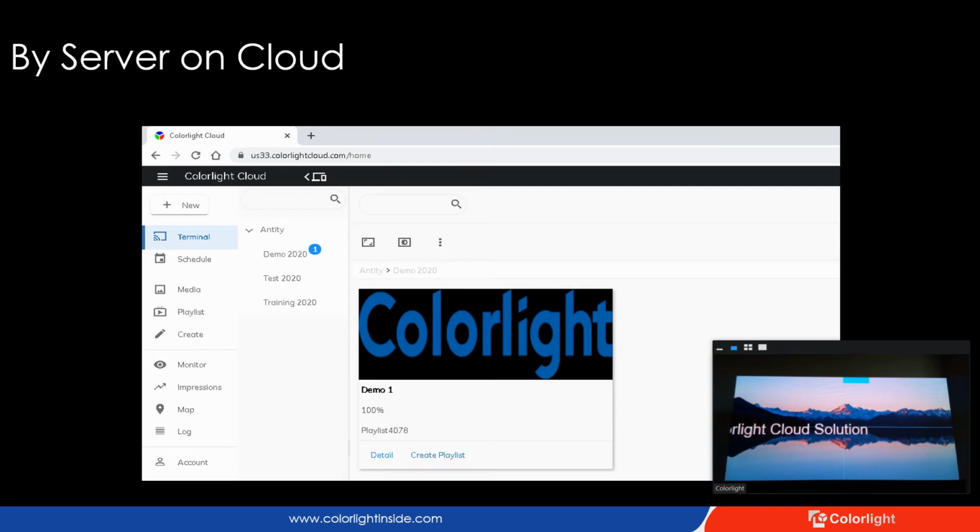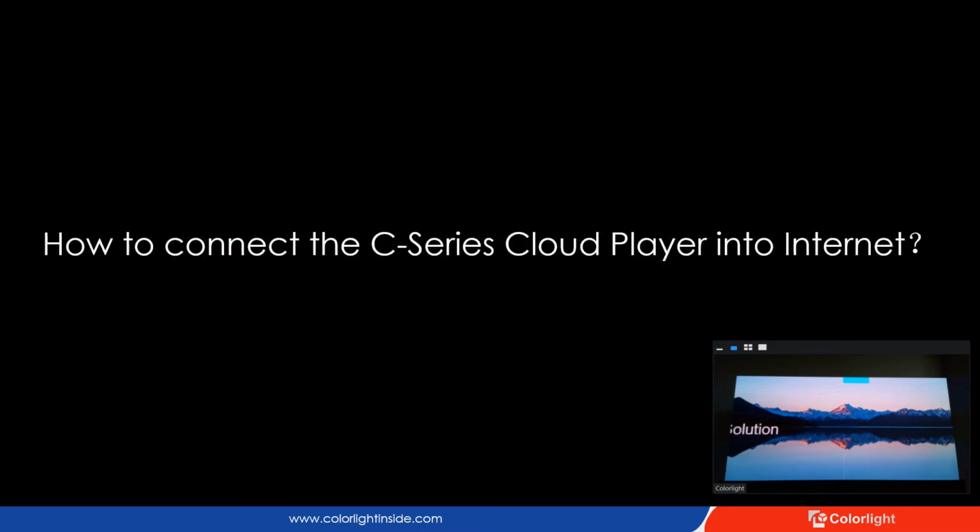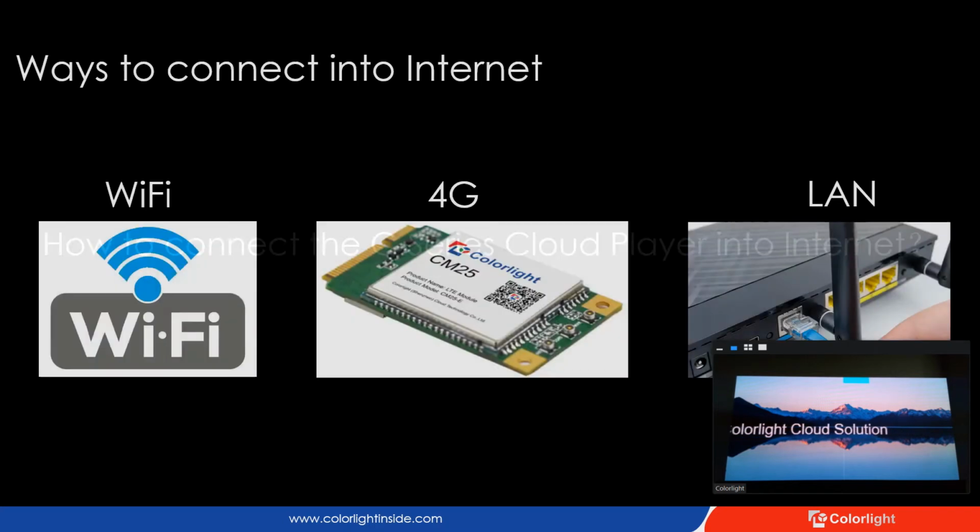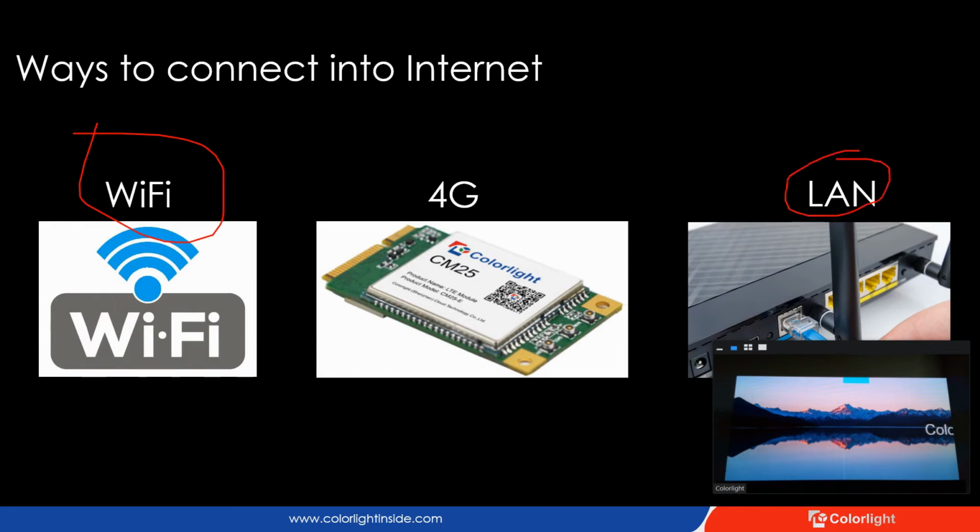We now have the hardware and the platform ready. The last question is how to connect a C-Series cloud player to the internet. With the internet access, then we could do the wireless and the remote control. Here we provide 3 different ways. The Wi-Fi and LAN. Connect to the router to have the internet access.